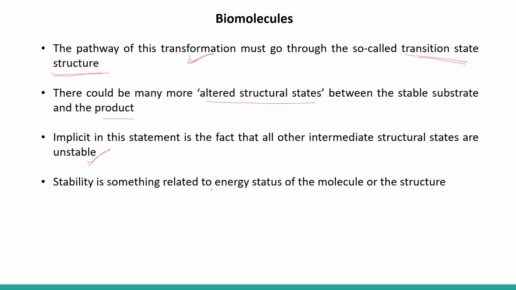Stability is related to the energy status of the molecule or the structure. So why is the product formed? Because they want to get stable. When the enzyme starts changing its shape, the substrate is not in a stable condition at that particular time. So what they do is break the bond, and a new product is formed. So this is the energy-related part.